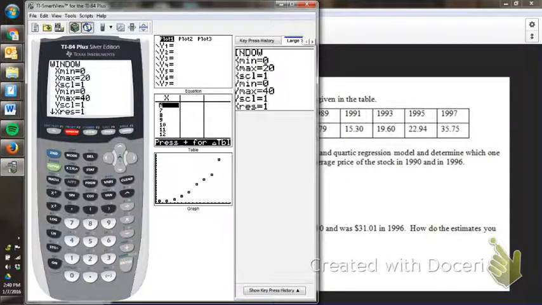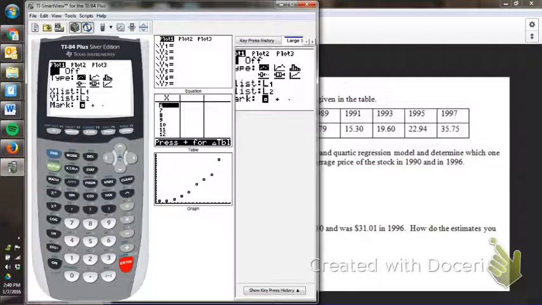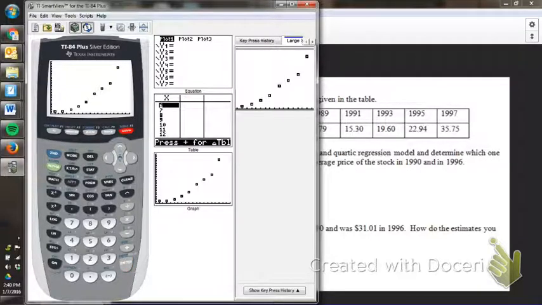Once you have them typed in, we're going to make sure our window makes sense. My biggest x was a little bit less than 20, so I made my x max 20. I made my y max 40 because my biggest y value was 35.75, so my window fits. Then I need to make sure my stat plot is on. Go to 2nd, Y=, Stat Plot, go to number 1, and make sure that is on. There are other things you can change there, but for now everything should look like this. Once that's done, you can go to your graph and look at your scatter plot.